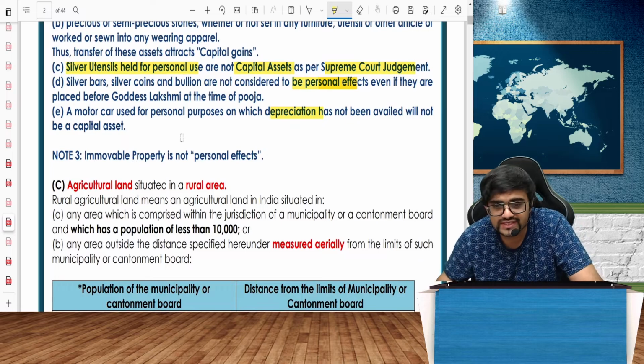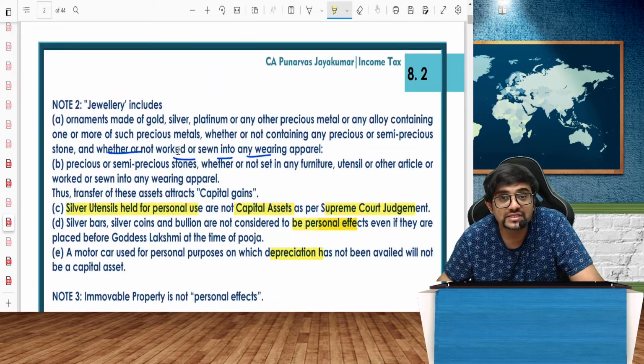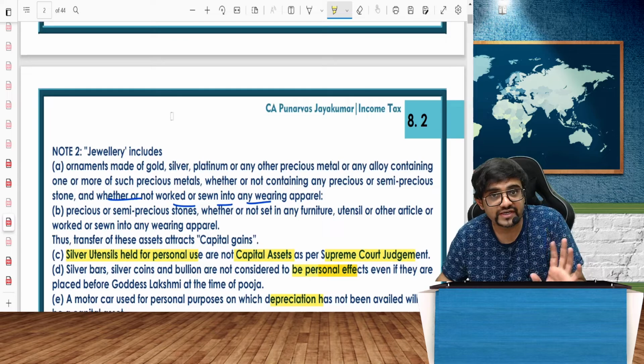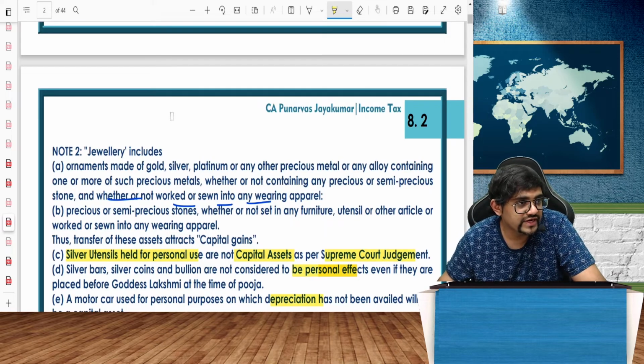If they are asking all these things, it is not a capital asset. I mean, these are all jewelry. Sorry, these jewelries will be capital assets. It is not a personal effect. Okay, my dear friends.